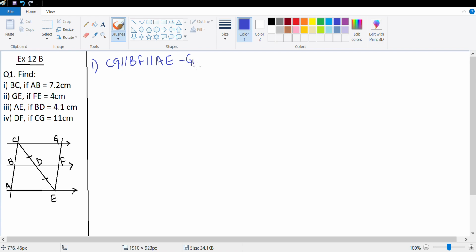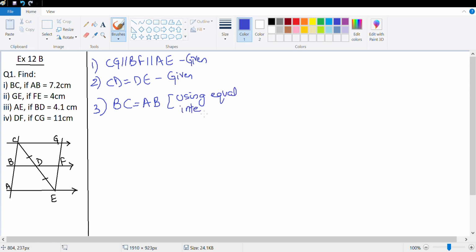This is given, right? Next, what is also given is CD is equal to DE. This is also given. So now I have three parallel lines, and transversal CE is making equal intercepts between these three lines. So what I will get will be BC will be equal to AB. This is using the equal intercept theorem. I hope you realize this visually.